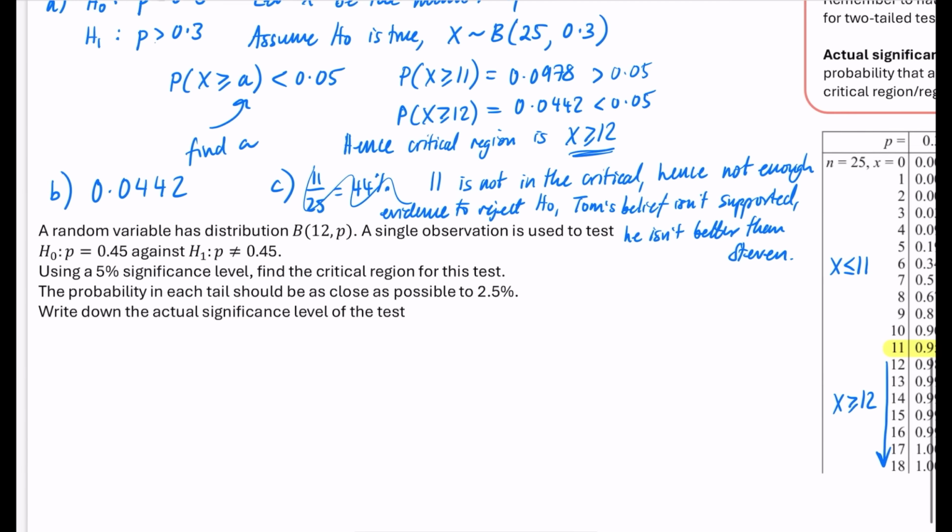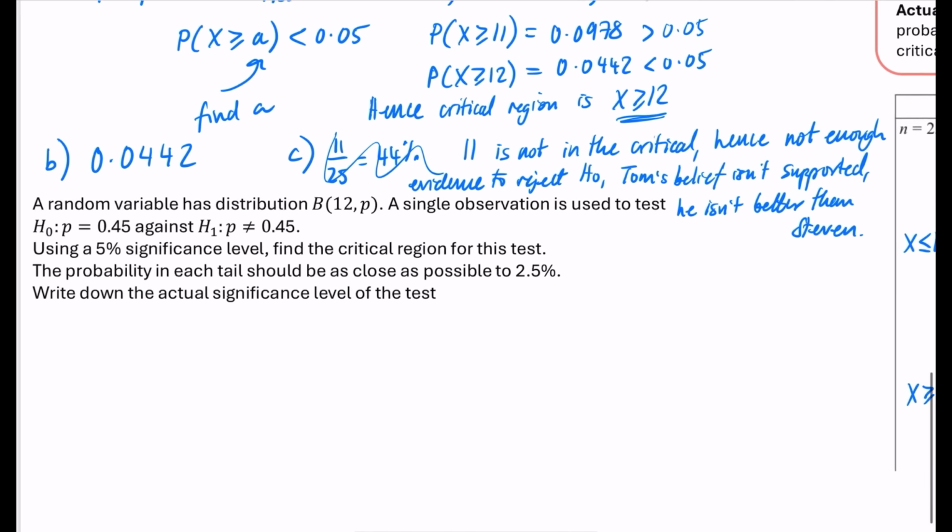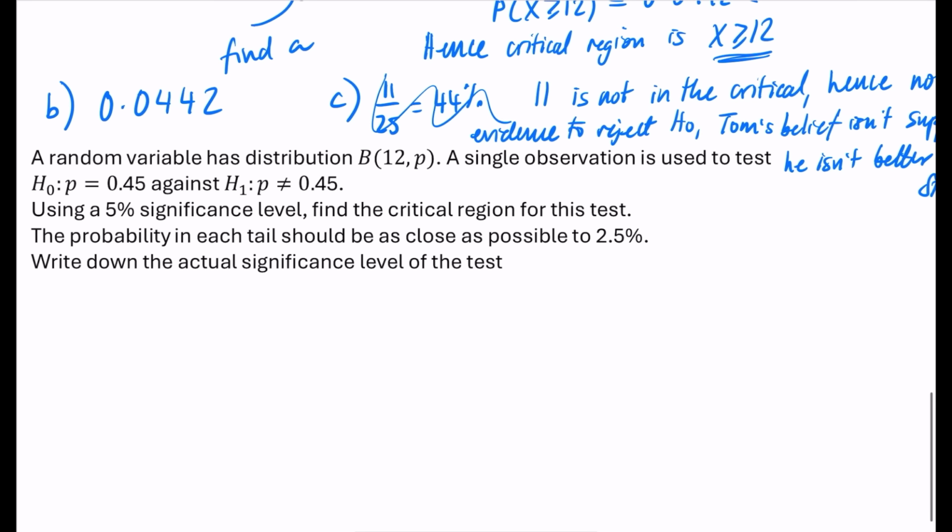Okay, our last one is deliberately without context because I sometimes think if it's without context, it can look a bit scary, but it should be just as easy here. So it says a random variable has distribution B(12, p), binomial with 12 trials and probability p. A single observation is used to test the null hypothesis that p is 0.45 against the alternative hypothesis that p is not 0.45. So immediately we know we have a two-tailed test here.